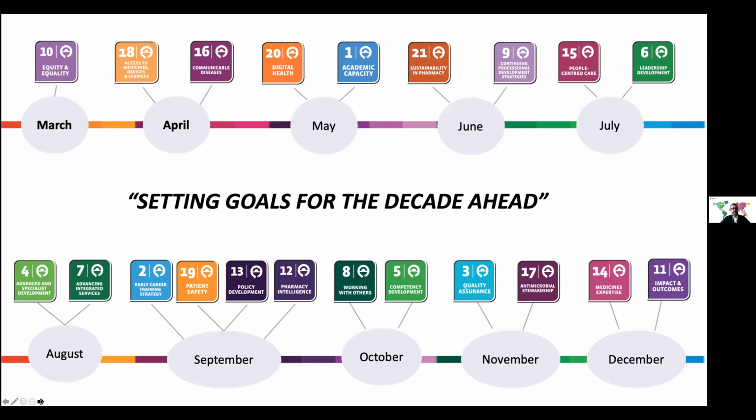The 21 events will happen throughout the year. We started at the end of March with Equity and Equality, Goal 10, and we will have 2 events per month. This is the 3rd episode in this series, except for September, which will be a busier month because we have World Pharmacy Week during that month, and we will have 4 events at that time. Next slide, please.